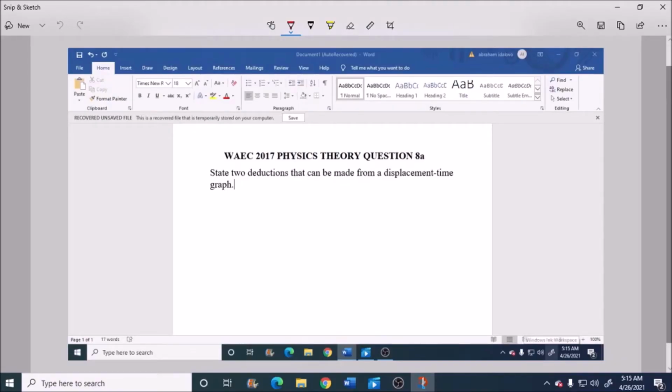Hello and welcome. Today I'll be answering WAEC 2017 Physics Theory question number 8A. The question says to state 2 deductions that can be made from a displacement time graph. Now let's have a typical displacement time graph.